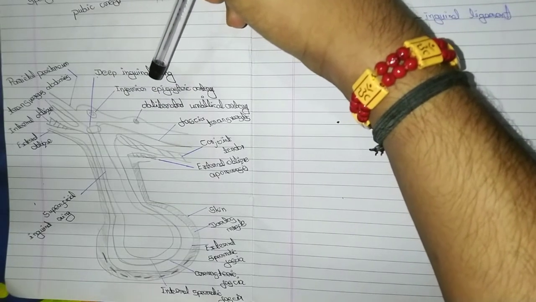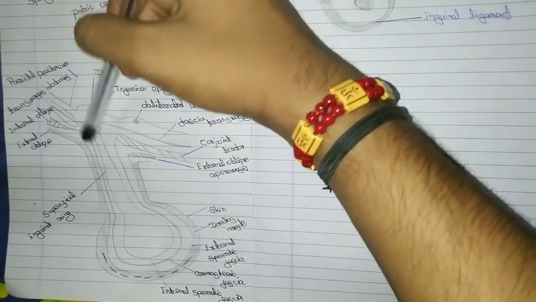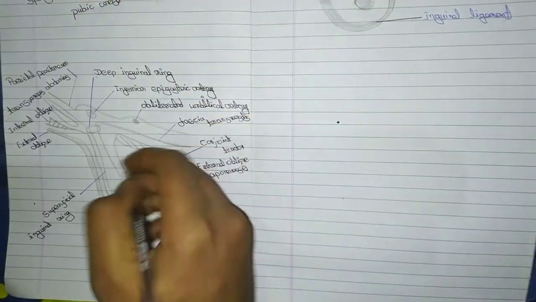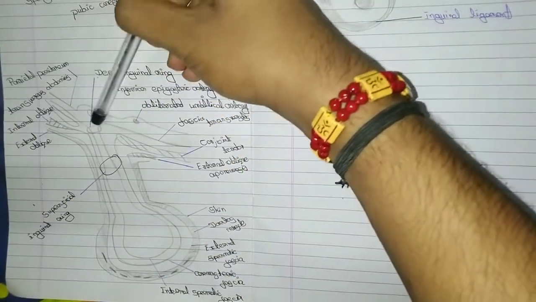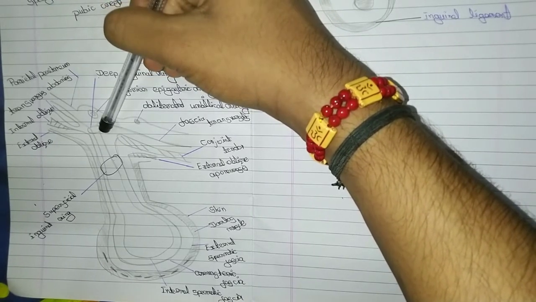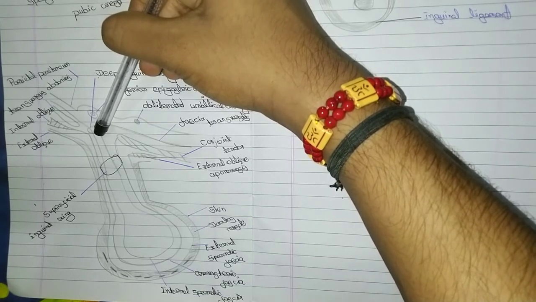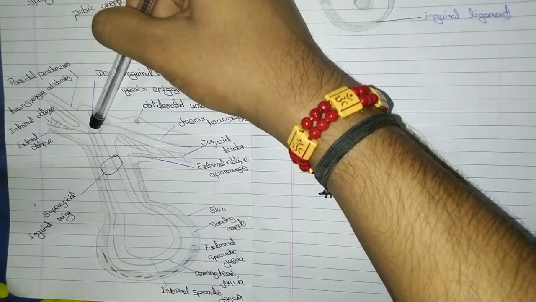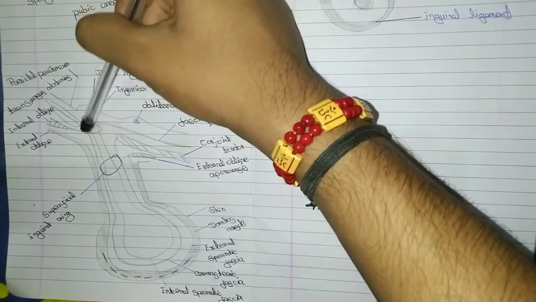Structures passing through the deep inguinal ring. In male and female there are differences in the structures that pass through the deep inguinal ring as well as the superficial inguinal ring. In deep inguinal ring, in male: ductus deferens and its artery, testicular artery and its accompanying vein, genital branch of genitofemoral nerve and lymphatics. In female: round ligament, genital branch of genitofemoral nerve and lymphatics.